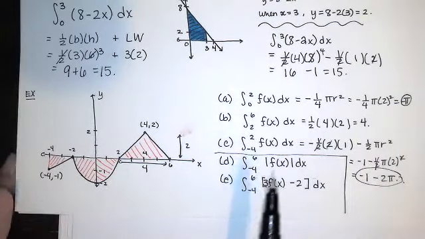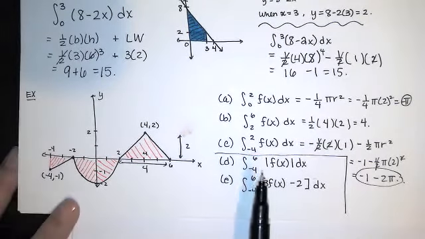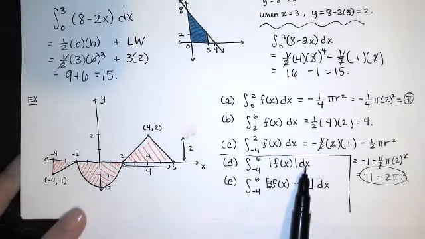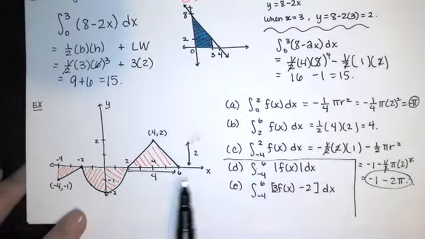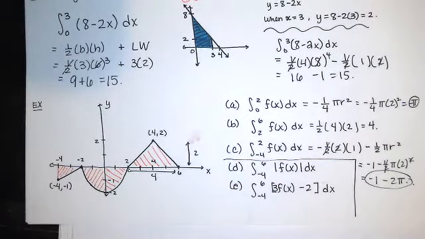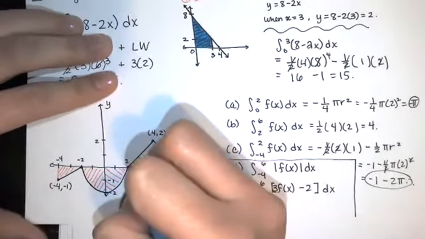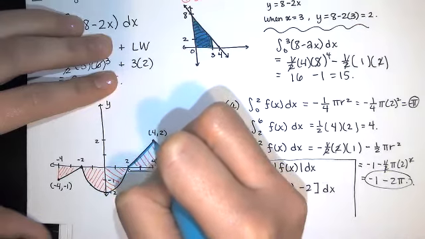Okay, now this one's kind of fun. I really like this one. It says, find the integral from -4 to 6 of the absolute value of f of x. Ooh, absolute value of f of x. Well, absolute value of f of x looks exactly like f of x when f is positive, so it's going to be exactly the same as this over here.